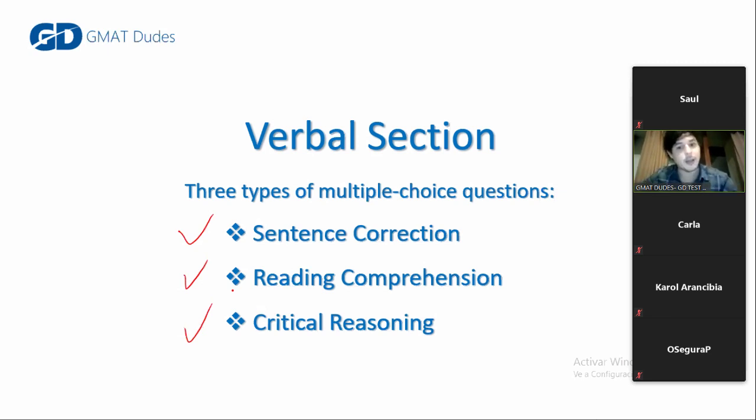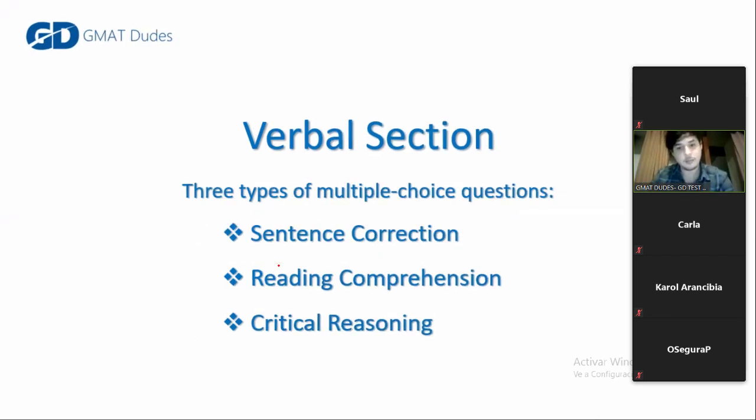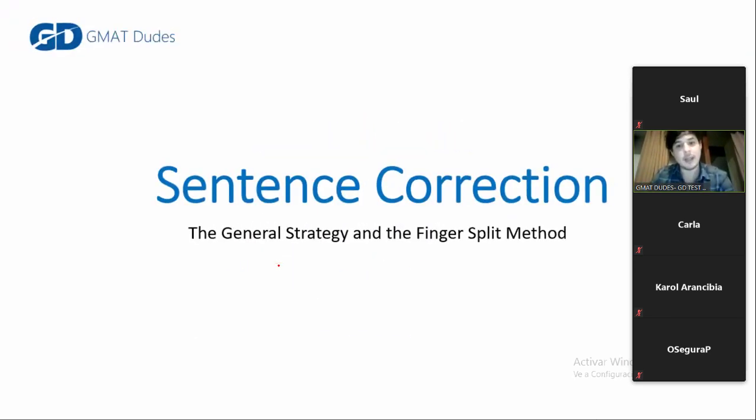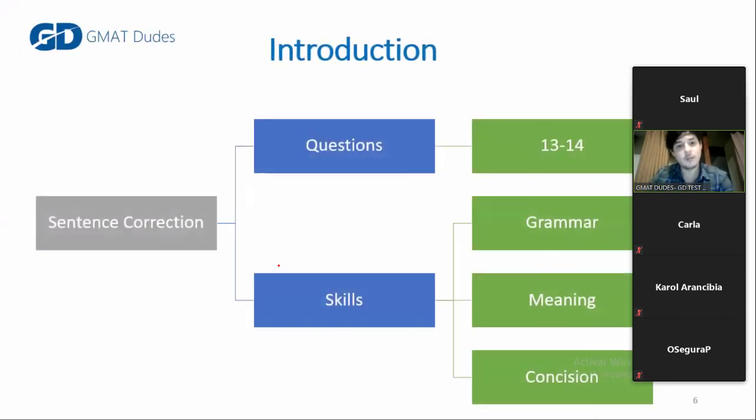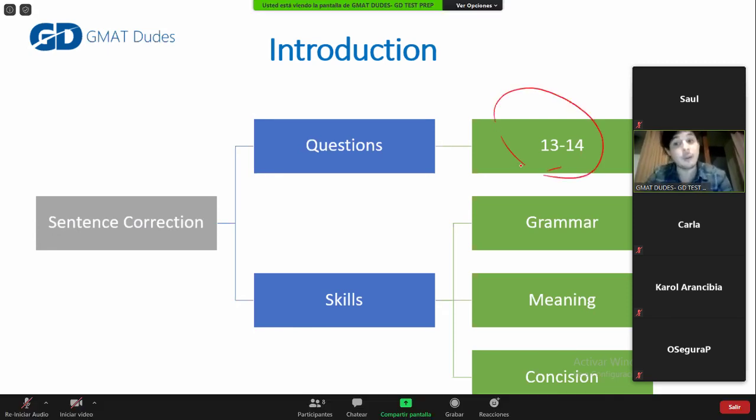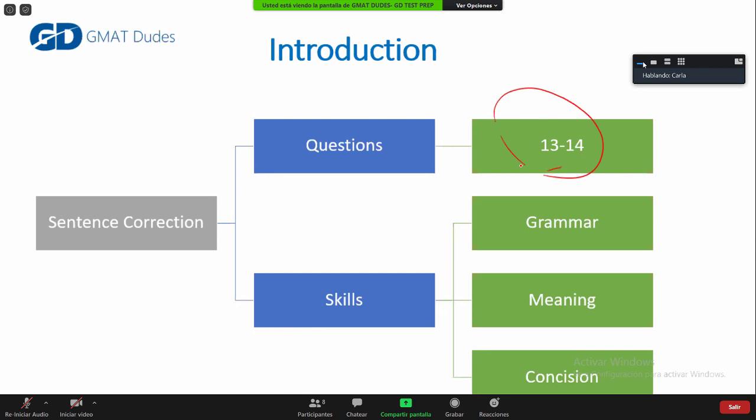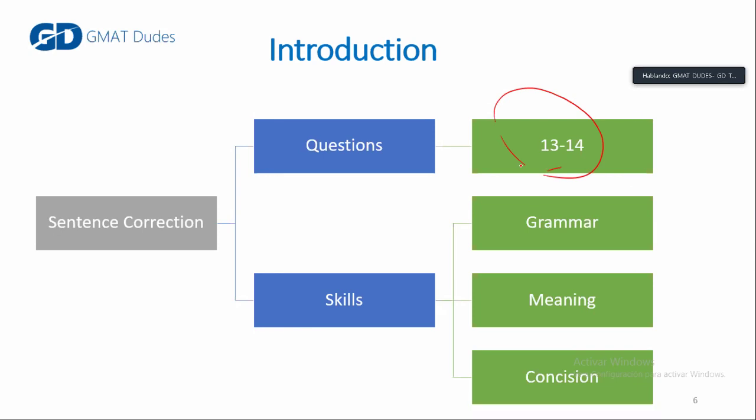If you don't mind, let's talk a little bit about sentence correction. Okay. For the sentence correction section, you're going to have a total of 13 to 14 questions. The sentence correction is definitely the most asked section in the verbal. Now, what does sentence correction evaluate?